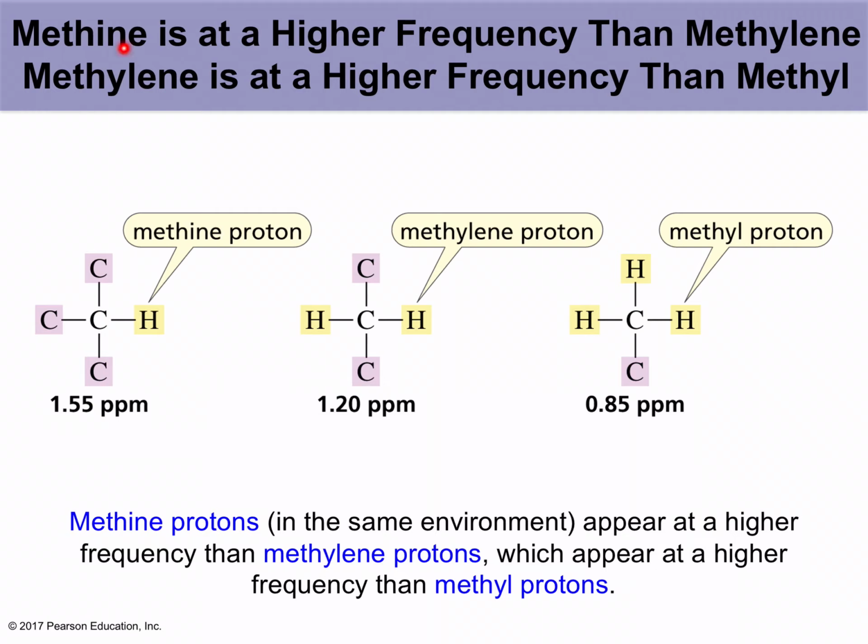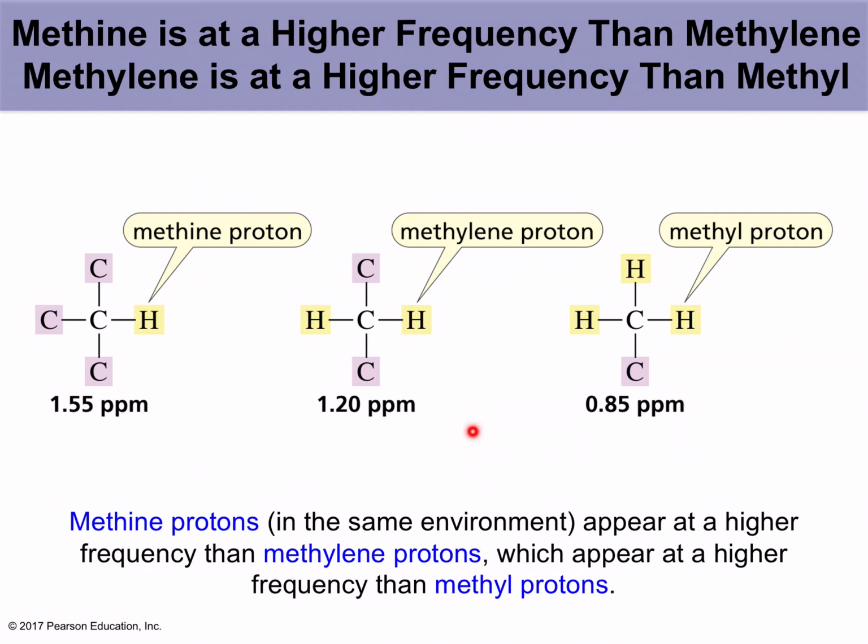So methine is at a higher frequency than methylene. Methylene is at a higher frequency than methyl. So for these hydrogens, the hydrogen is attached to a carbon, and then this carbon has 3 other carbons. We call this hydrogen a methine proton. And when you have a hydrogen attached to a carbon that has 2 carbons attached, we call it a methylene proton. And when a hydrogen is attached to a carbon that has only 1 carbon and the rest are hydrogens, we call them methyl protons.